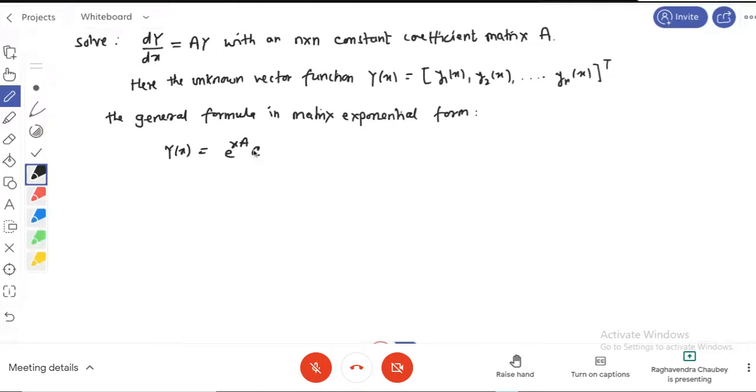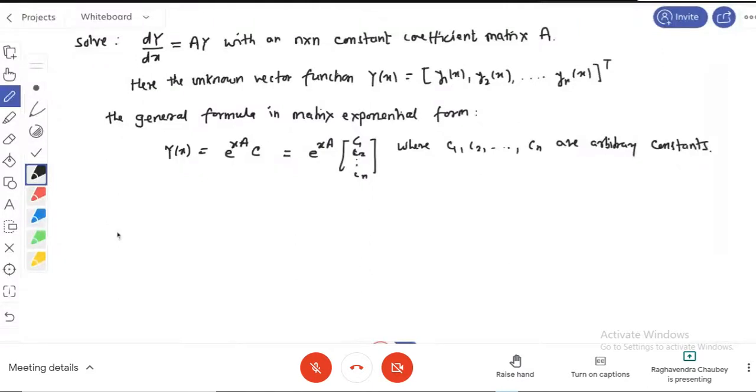Okay, let's see. You know that dy by y equals A dx, then integrating both sides, we get log y equals xA plus log c, so y equals the exponential of xA times c, where c is a constant vector. Or you can rewrite this as e to the power xA times the column vector c1, c2, up to cn, where c1, c2 up to cn are arbitrary constants.